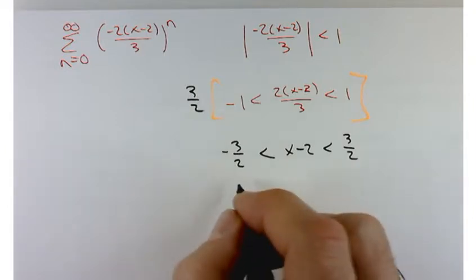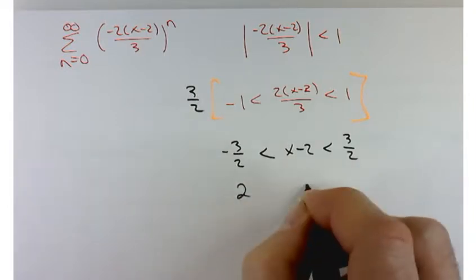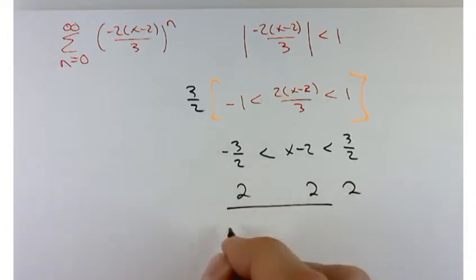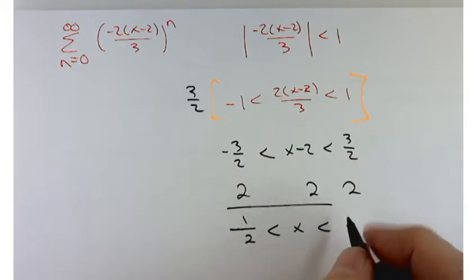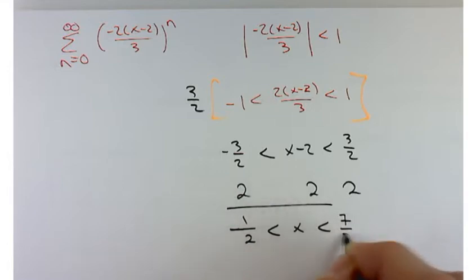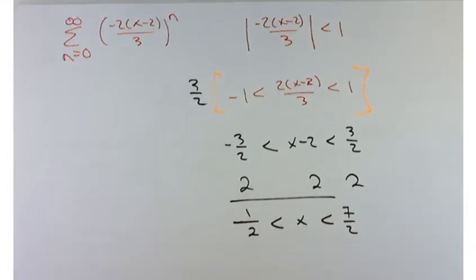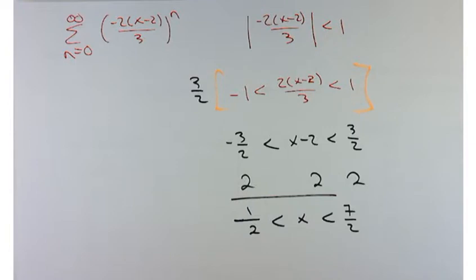Last but not least, let's add 2 to all three parts of the inequality, and I'll get 1/2 is less than x is less than 7/2. So that's your interval of convergence. Once again, it's not going to converge at the endpoints.